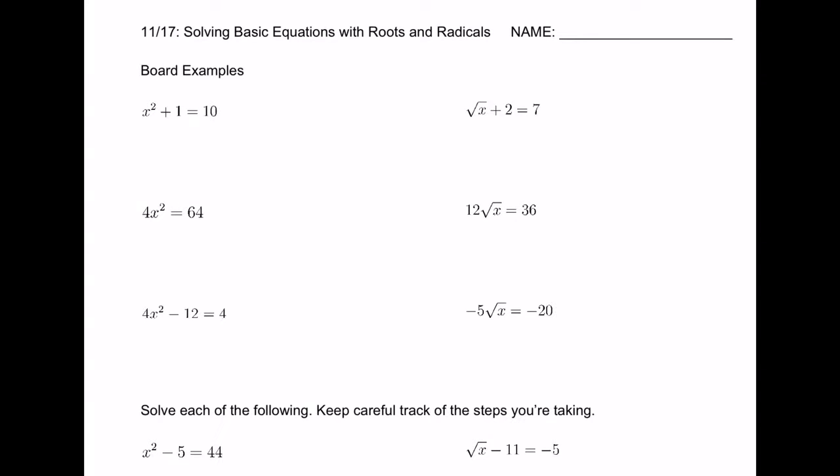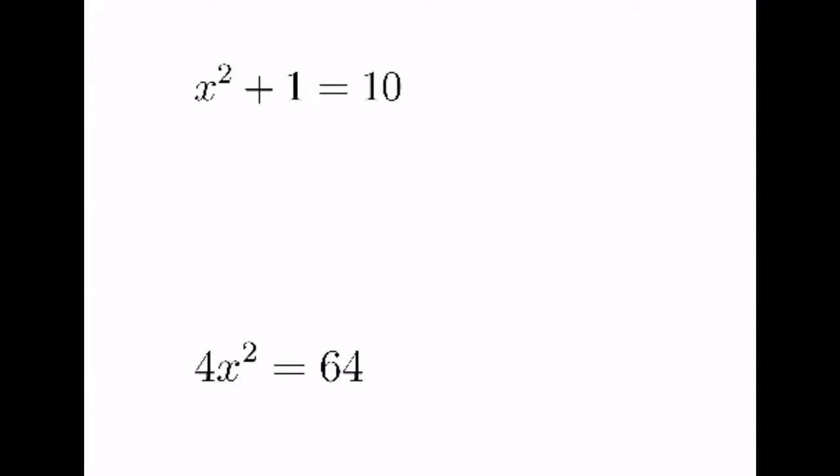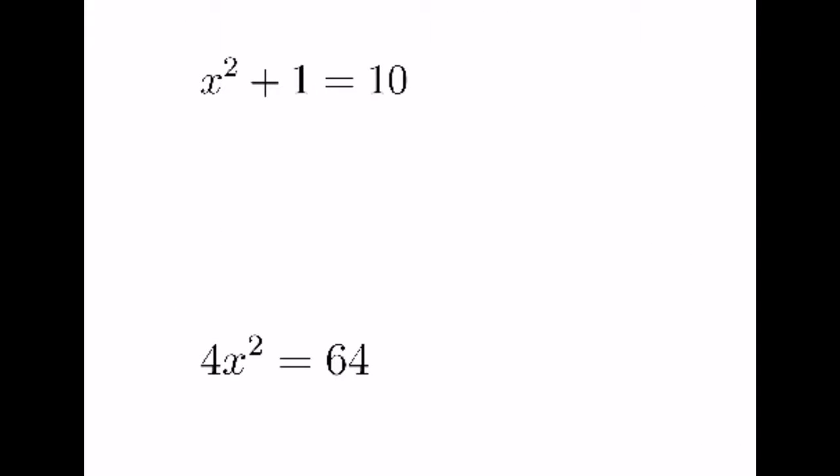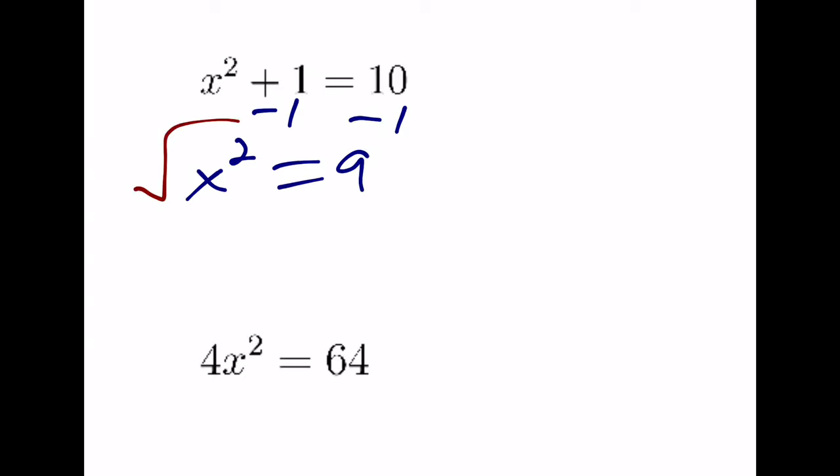November 17th, solving basic equations with roots and radicals. When we have a problem like x squared plus 1, if we think about the order of operations, parentheses, exponents, that's where this squared comes in. So what that means, just how we would subtract before we divide, we subtract before we take the square root. When we're left with x squared equals 9, what we do is we take the square root of both sides. That's how you cancel out the squared.